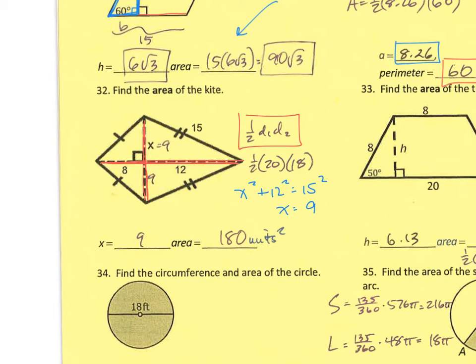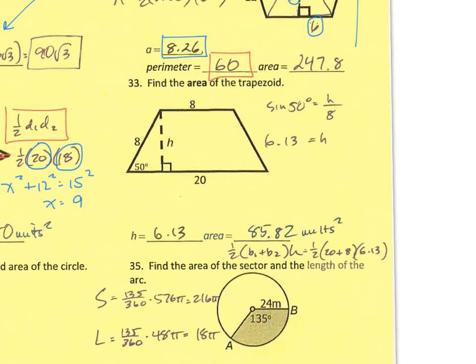So that's 9, and since the diagonals bisect, the one long diagonal bisects the short, I'm going to get 9 and 9, which makes that whole diagonal 18. So I got two diagonals. I got one that's 20 and one that's 18. So 1/2 times 20 times 18. So I put that together, gives me 180.